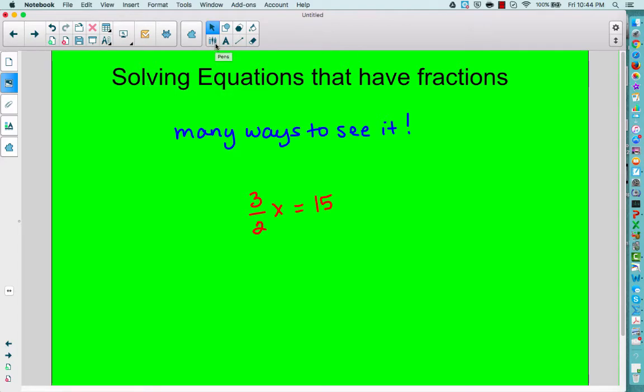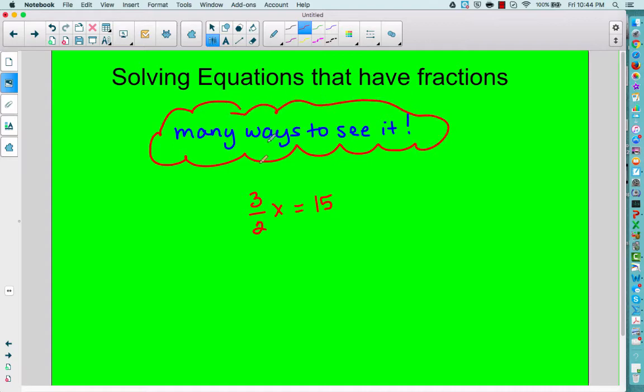Today's lesson is about solving equations that have fractions. All right, so if you're like me, I hate fractions. I can't stand them, and every time they're there, I just kind of wish they weren't. So I'm going to talk to you about ways to simplify things so that you don't even have to deal with the fractions. But there are many ways that we can look at equations that have fractions in them.